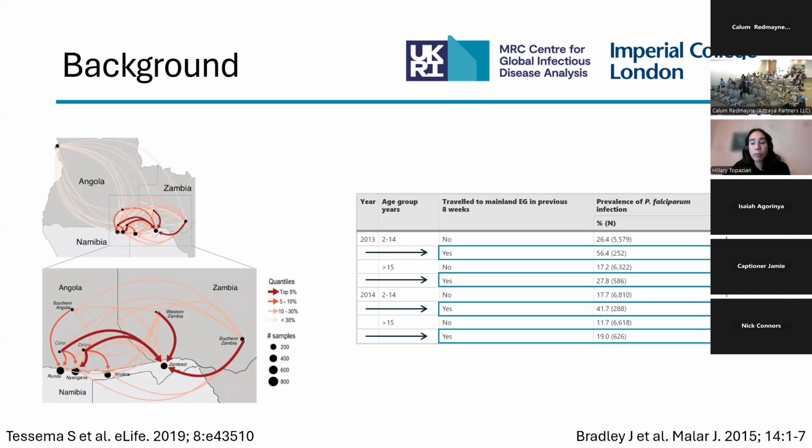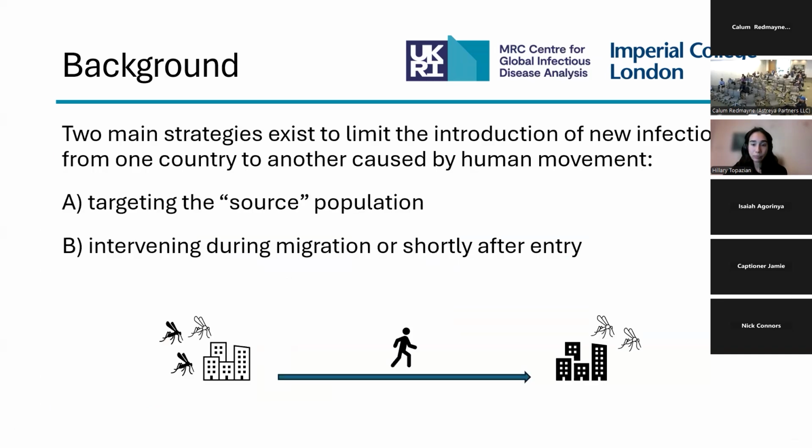And then we also know that mobile groups are at an increased risk for infection compared to the general population. And we can see this on the right among travelers from Bioko Island to mainland Equatorial Guinea, who have a higher odds of having an infection.